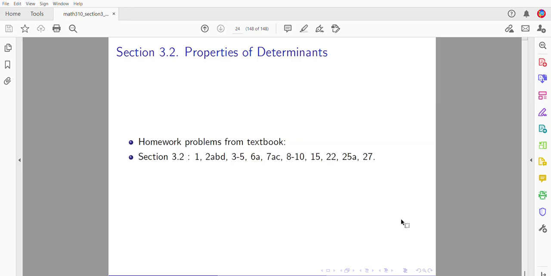So here are homework problems from the textbook for this particular section. Okay, have a look at these, try all before we meet in class. Okay then.